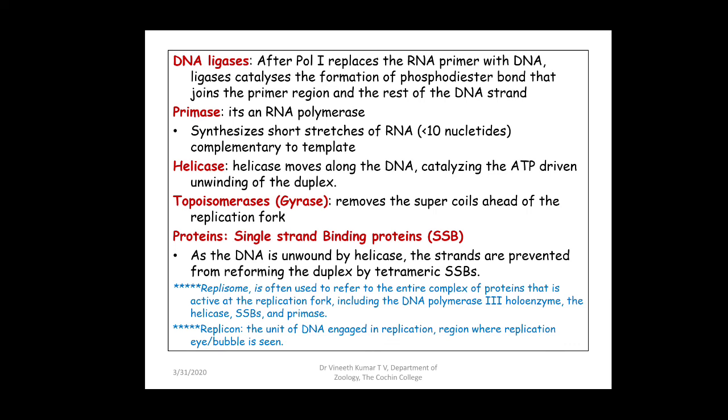One is a replisome and the other is a replicon. A replisome is often referred to as a complex of proteins that is active during replication. A replisome is a particular complex which consists of the DNA polymerase holoenzyme, the helicase, the SSBs and the primase. So these 4 together, this complex, is referred to as the replisome.